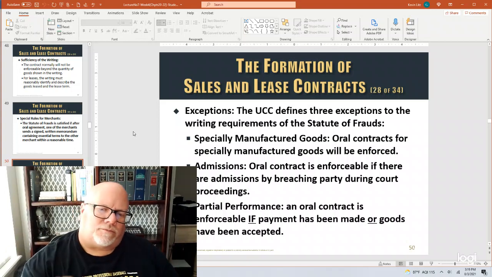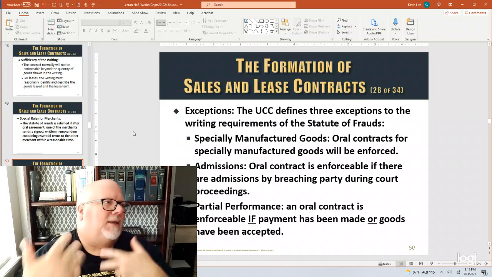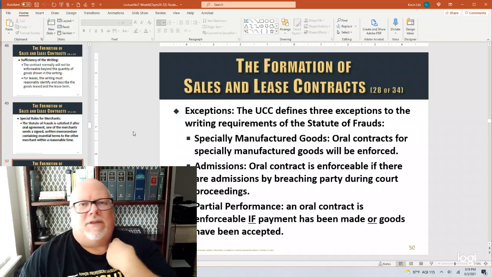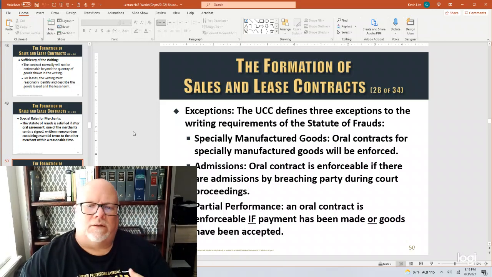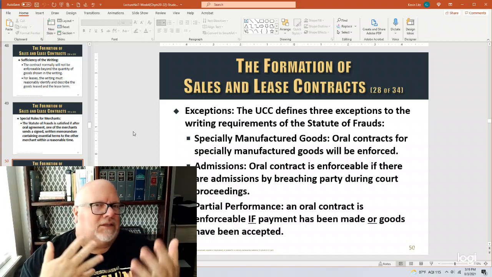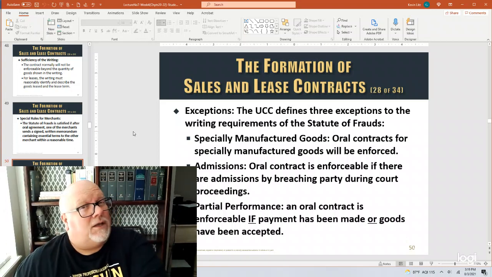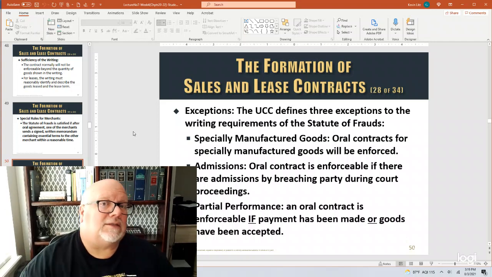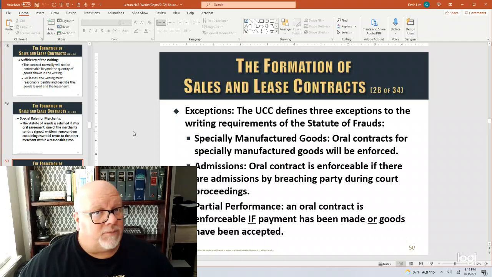And a third, partial performance. If we begin performing, I'm going to pay you $1,000 for these buttons. You send me the first 100 and I pay $100. Well, we've done partial performance of that contract. That's proof that we both intended to have a contract, even though it's not in writing. So that would be the third exception, or in other words, the third instance in which we don't have to have something in writing for the sale of goods over $500, and it's still enforceable.